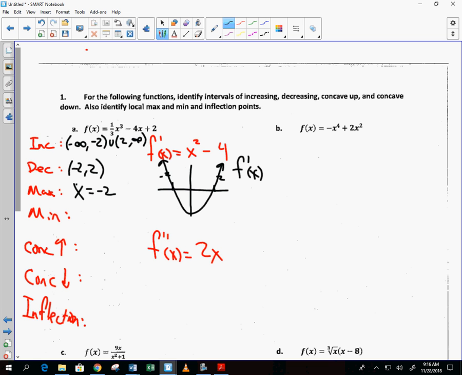Where do I have a local min? What's the definition of a local min? Where do I change from negative to positive? 2.